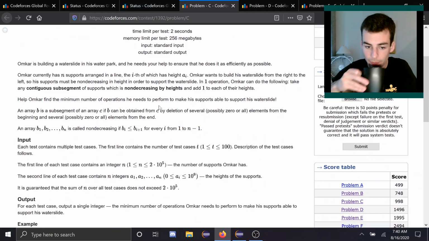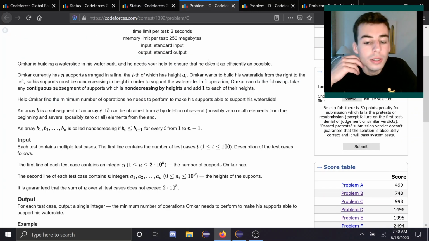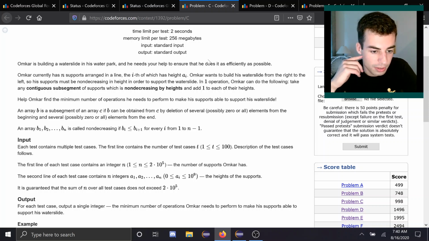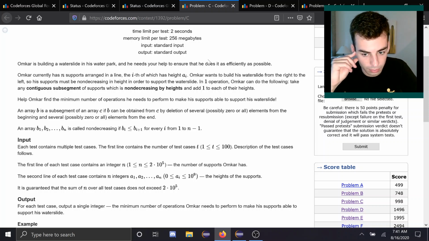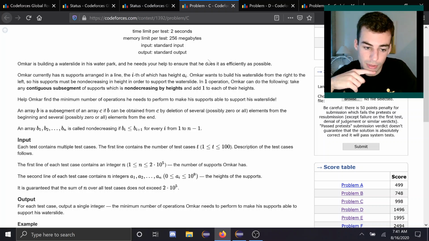Building a water slide. Wants to do it as efficiently as possible. Currently has n supports in a line. The ith support is his height. He wants to build his water slide from the right to left so that his supports must be in increasing height, in contiguous subsegments.